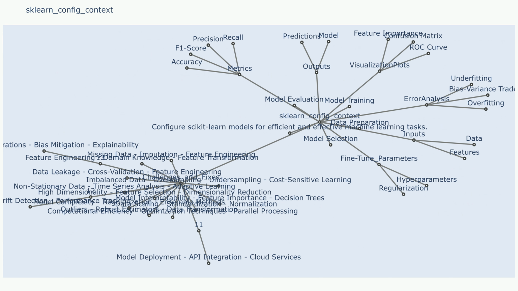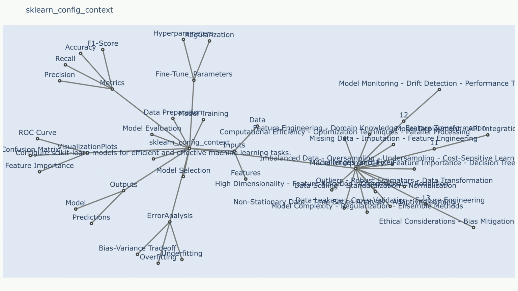ROC curve: a graphical representation of the trade-off between true positive rate (sensitivity) and false positive rate (1 - specificity) for different classification thresholds. Precision recall curve: a plot showing the relationship between precision and recall for different thresholds. Feature importance plot: a visualization that shows the relative importance of features in the model's decision-making process. Residual plot: a plot of the difference between predicted and actual values, used to assess model assumptions and identify potential issues.